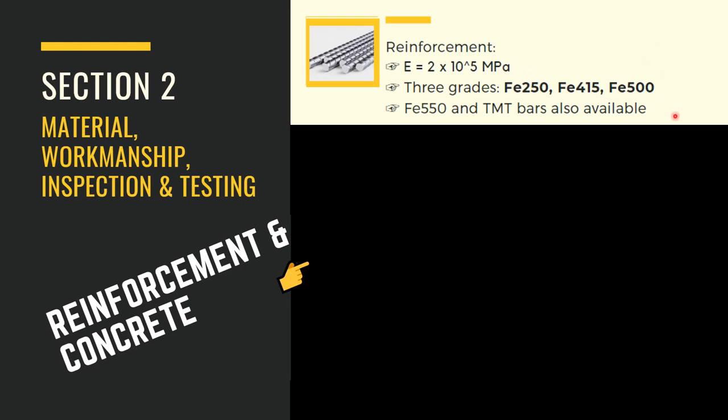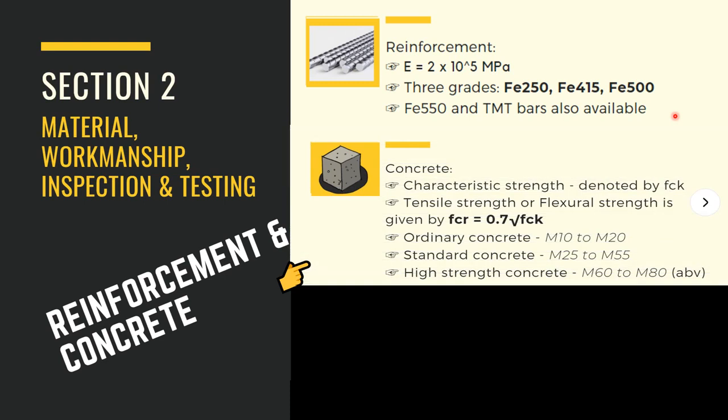Let's move on to concrete. What is concrete? We have already seen. It is a mixture of some constituents: aggregates, binding material, water, etc. Sometimes admixtures can be used. The strength of concrete is denoted by its characteristic strength, denoted by fck, f suffix ck. The tensile strength or flexural strength is given by fcr = 0.7 root fck.